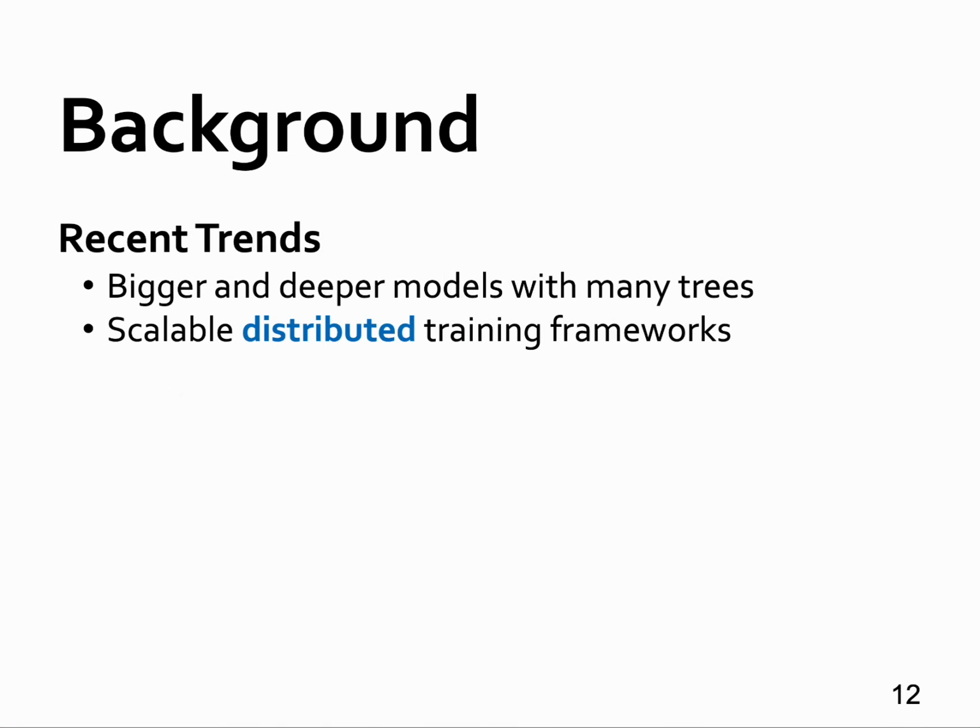In recent years, there are two trends in building tree models: building larger and larger models, such as deep forests with many trees, and using scalable distributed systems to build the models from large tabular data using parallel and distributed infrastructure.